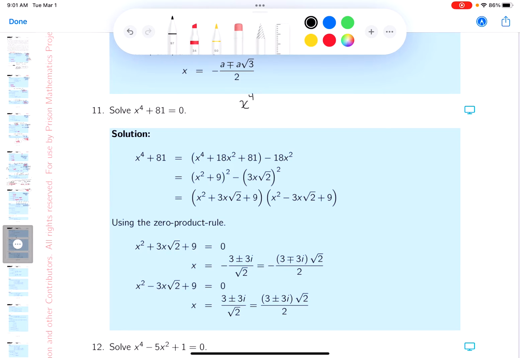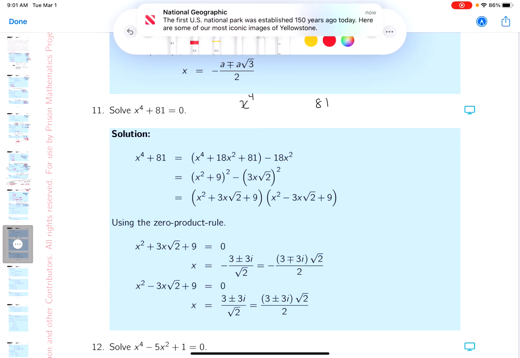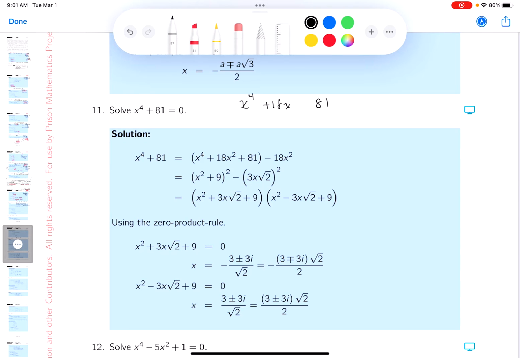I see the 81. So let's see, I would need 2 times 9, which is going to be 18, x squared, and then minus 18, x squared. And that is certainly the same thing as saying x to the fourth plus 81. And this, of course, is equal to 0. All right. The next thing I'm going to do is factor this.